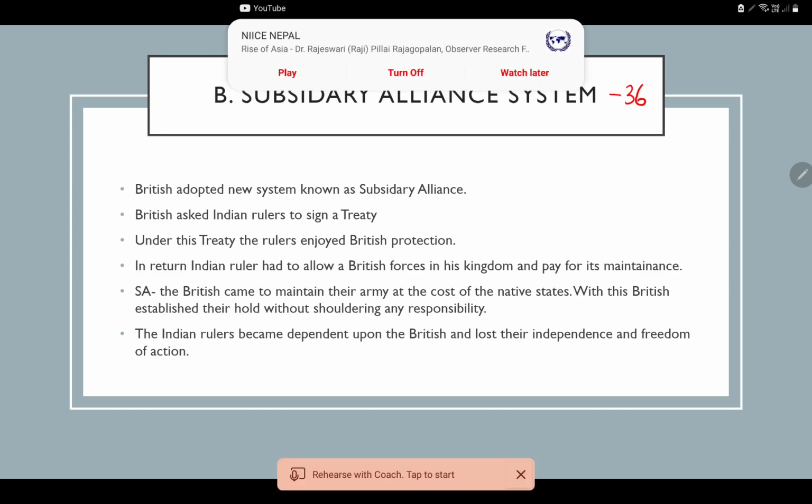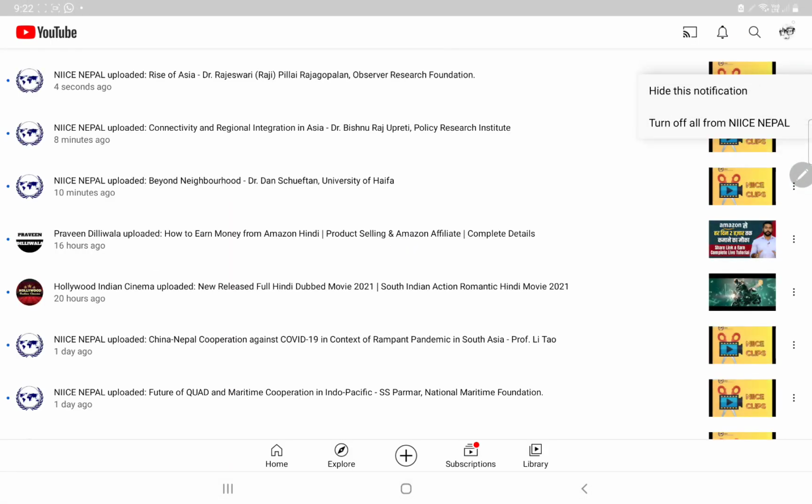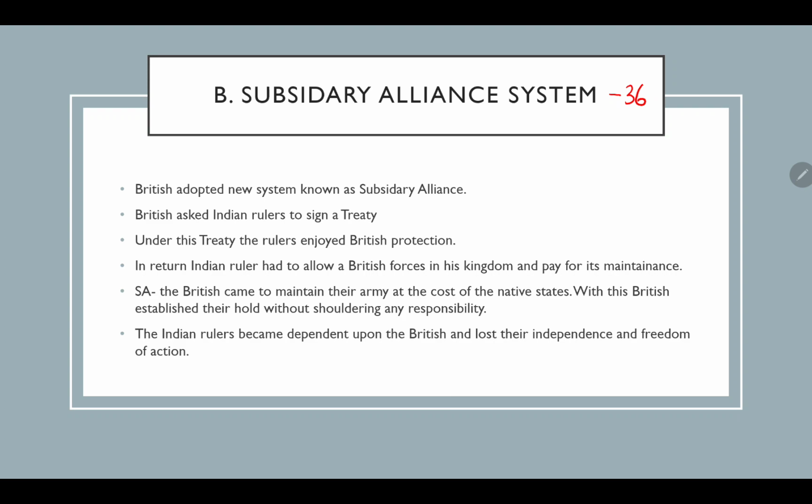Let's understand what the subsidiary alliance system is. What does subsidiary mean? Subsidiary means a company controlled by holding companies. So let's understand what alliance is. Alliance means union. With these points we will understand what the subsidiary alliance system actually is.